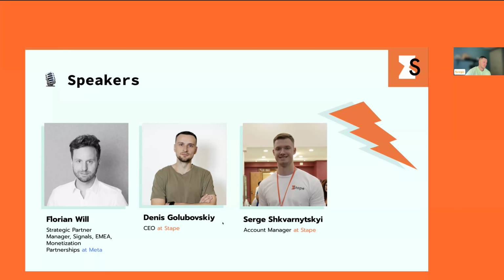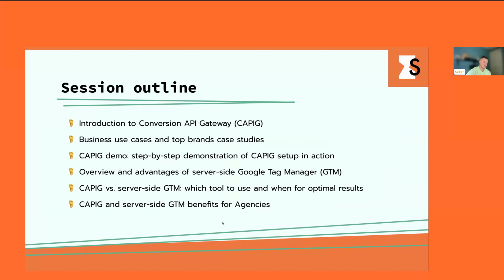Great. Thank you, guys. Regarding this session outline and what it's going to be about, of course, we will talk about the Conversion API Gateway, what this is, how it can benefit your business. We will talk about business use cases and, of course, top brands who use the solution and what kind of results they already got. We will go through the demonstration on how to set it up step by step. It's really easy, exactly the way we advertise it, so you'll be able to see it yourself. And of course, overview and advantages of server-side Google Tag Manager versus Conversion API Gateway, benefits for agencies, and a lot more.